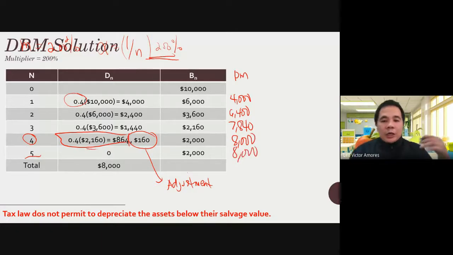So that is what usually happens with double declining, the depreciation is earlier. Any question or clarification?